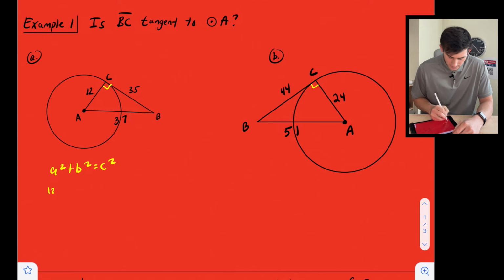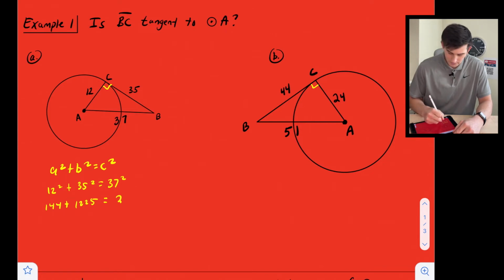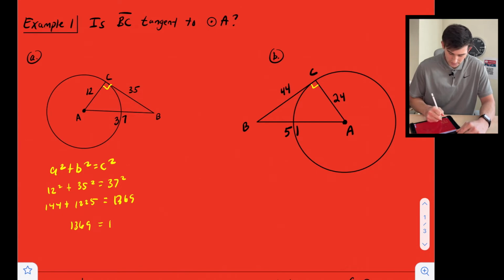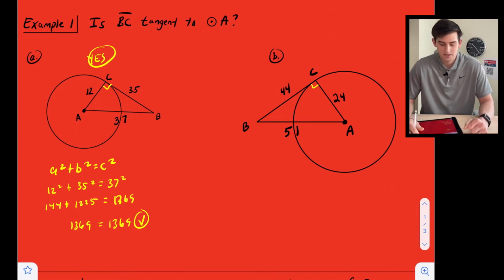So here, let's say 12 squared plus 35 squared equals 37 squared. I know 12 squared is 144, and 35 squared gives us 1,225, and 37 squared gives us 1,369. Now when we add 1,225 to 144, we do get 1,369. So since that's true, we're going to say yes, segment BC is tangent to circle A.